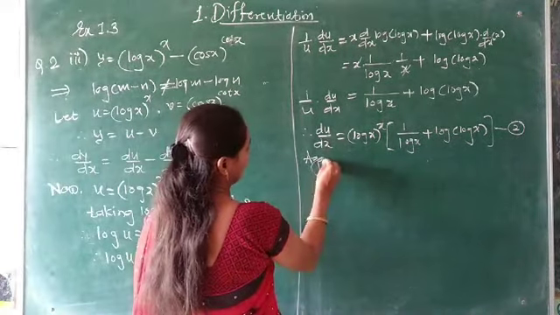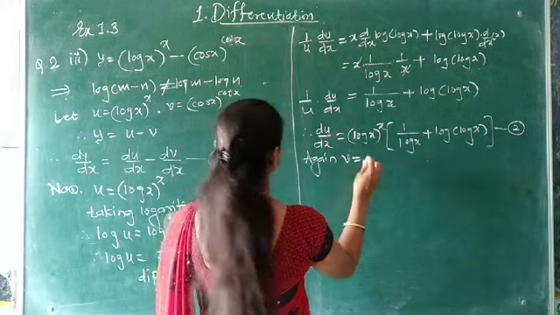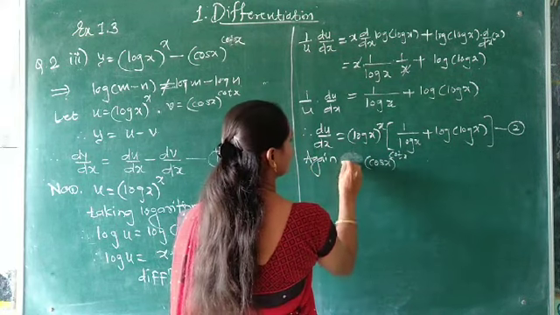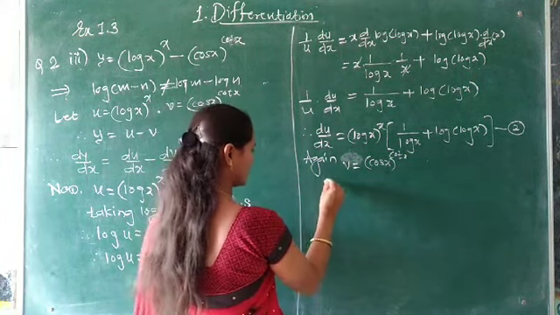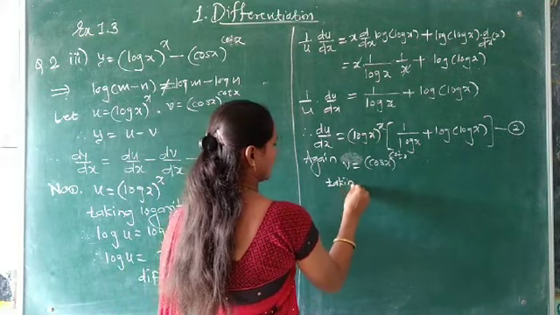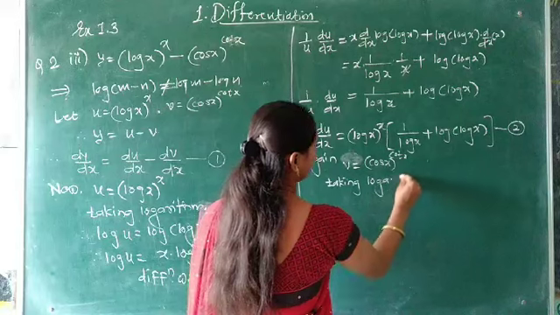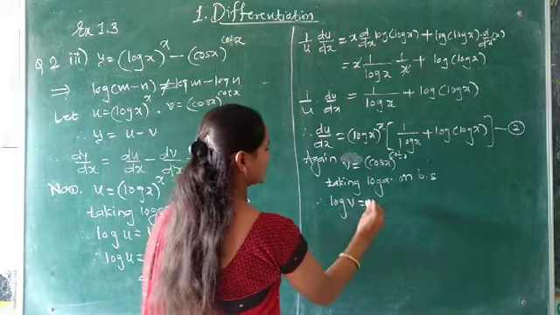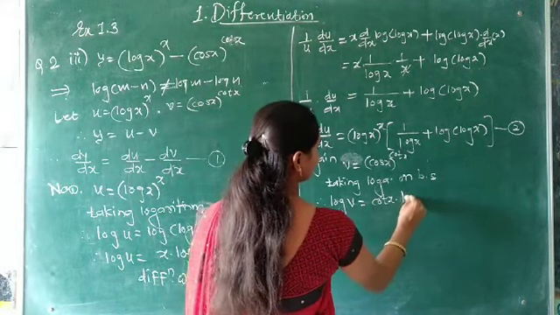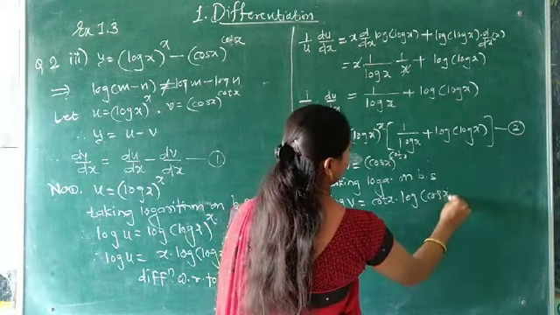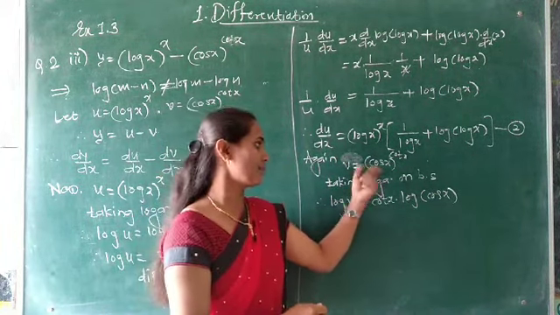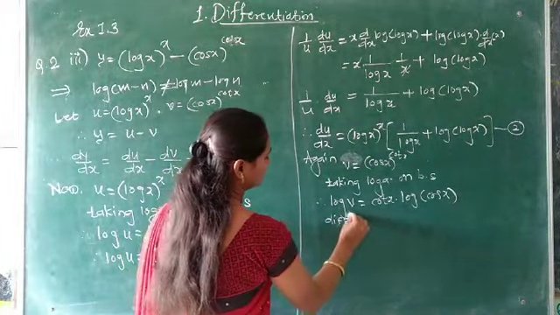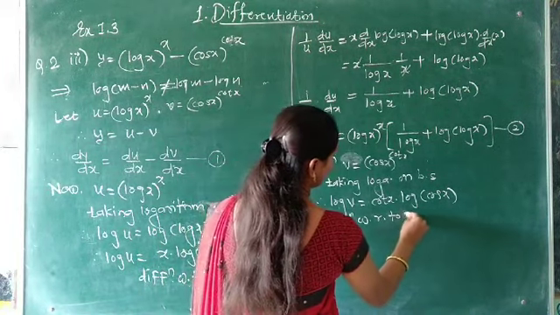Again, what is v? v is equal to (cos x)^(cot x). Again take logarithm on both sides. Therefore, here we get log v is equal to cot x into log of cos x. Apply the log on cos, that is, log of cos x. Now we can differentiate with respect to x.